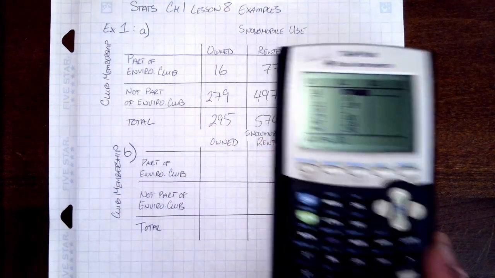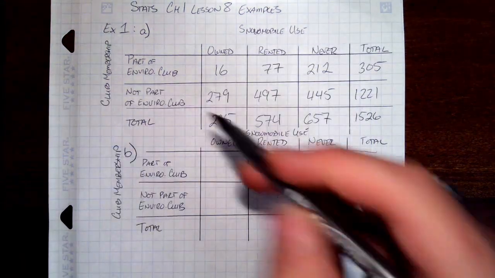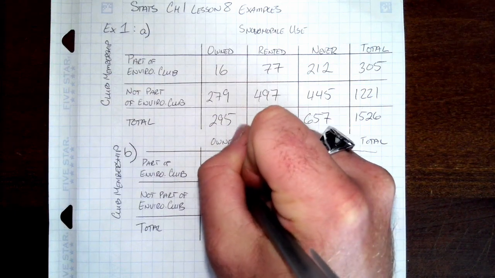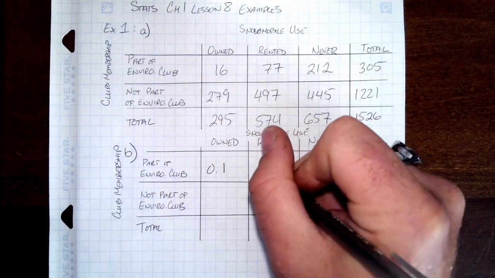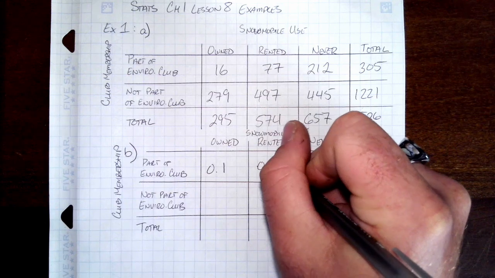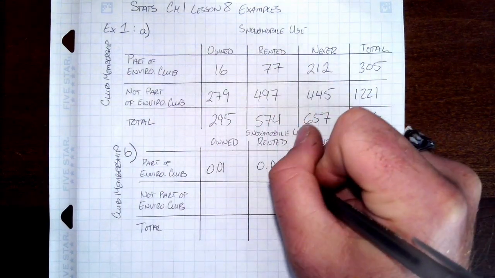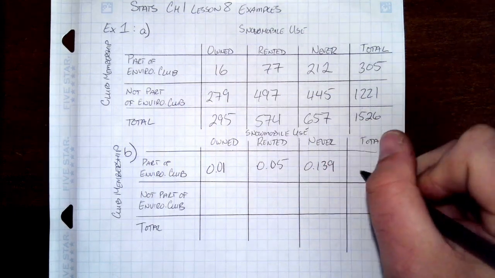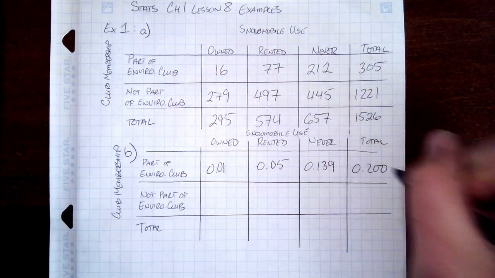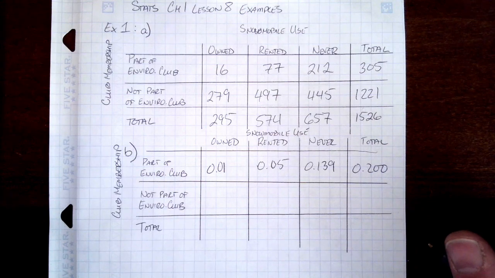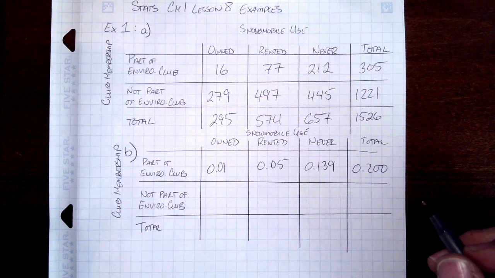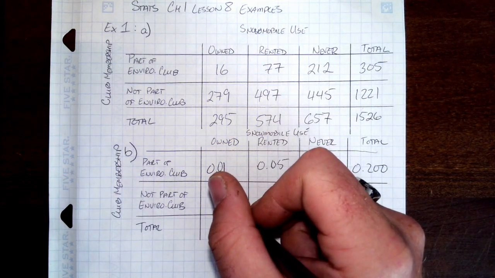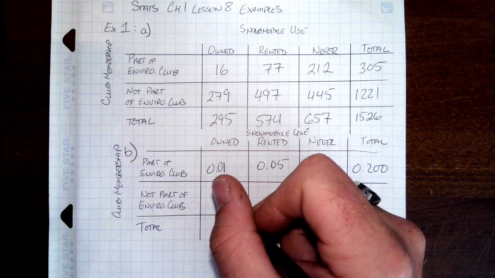So our frequencies are 0.1, 0.01, 0.05, 0.139, 0.200. Not part of an environmental club.